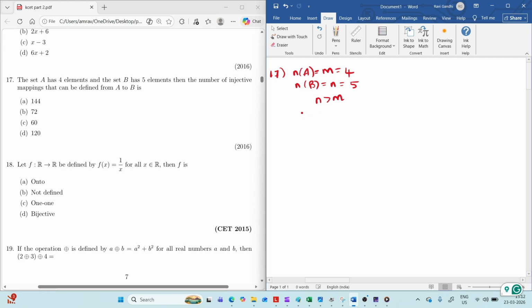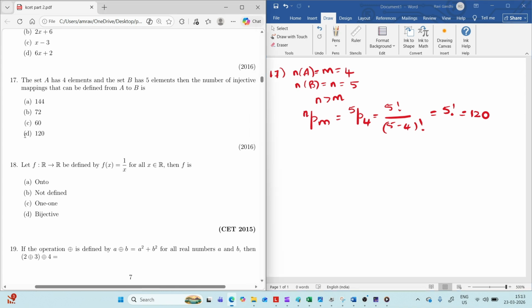If that is the case, in the beginning I have given you one important formula to find out how many injective mappings can be defined from A to B. That is nPm. So according to this it is 5P4, where you make use of the permutation formula 5 factorial divided by (5 minus 4) factorial, which is equal to 5 factorial. So the answer for 5 factorial will be 120. So which option is the right option? Option D is the correct answer.